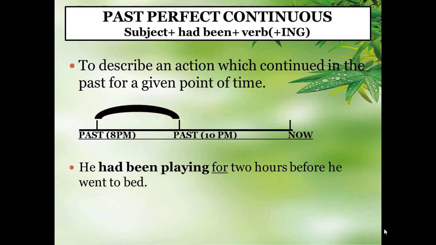He had been playing for 2 hours before he went to bed. The continuous action in the past was between 8 p.m. to 10 p.m. And at 10 p.m. he went to sleep. There is no time gap for any other action here.